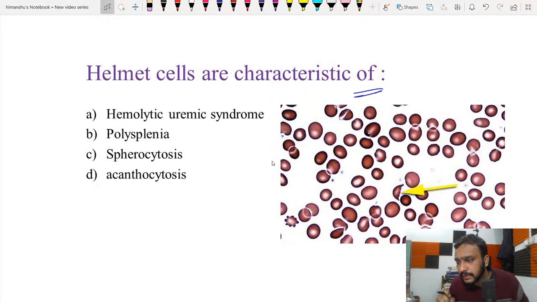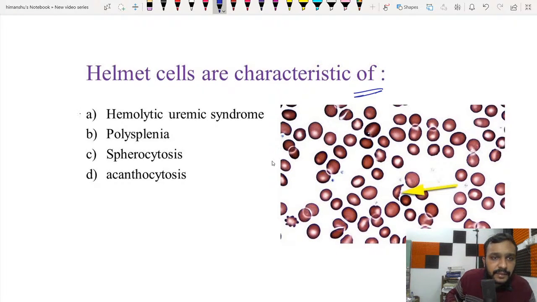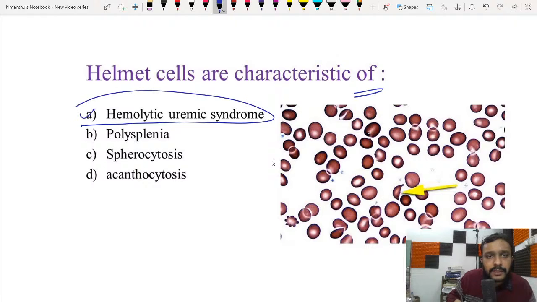Helmet cells are characteristic of hemolytic uremic syndrome. Very good, Dr. Naveen, Dr. Priya. These are also known as schistocytes. Okay, these are seen in hemolytic uremic syndrome.